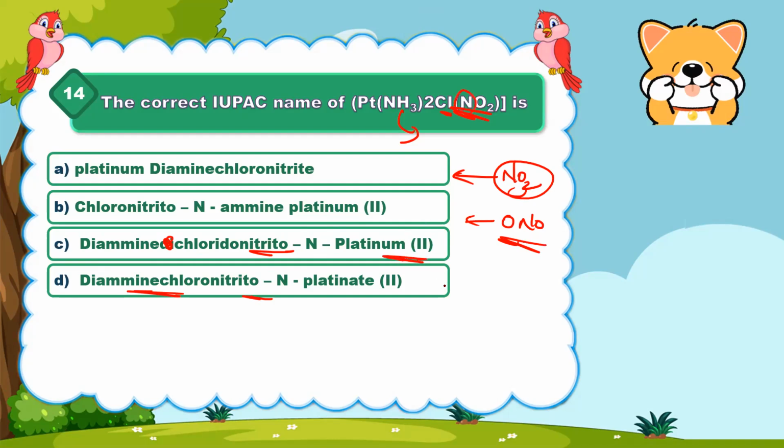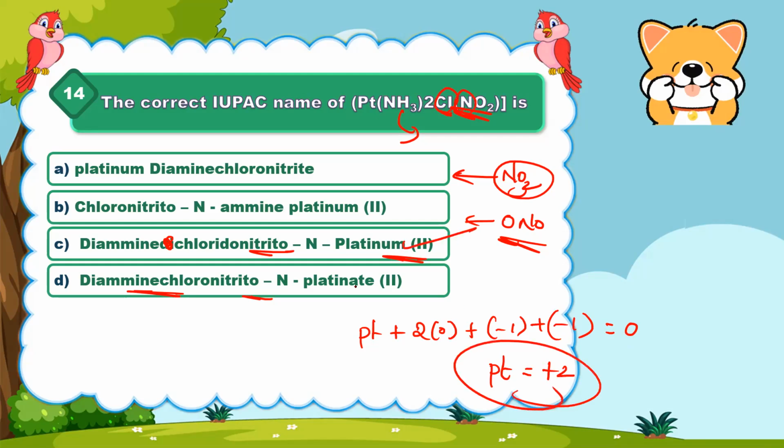And then platinum(II) is the correct answer, because here this is Cl, Pt, ammonia is a neutral ligand, and then the chlorine oxidation state is -1 and NO2 is -1. There is no charge on the total complex, so it is 0. Then for platinum, we get a +2 oxidation state. Platinum(II) is the correct answer. Platinate is not correct because there is no charge on the complex. A negative charge is not there. No charge, so you should not say -ate.